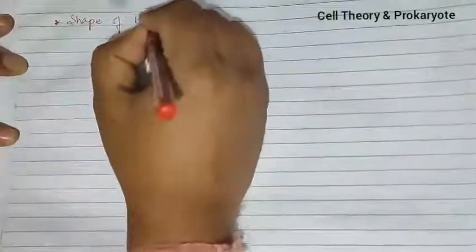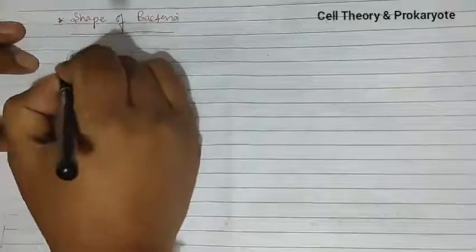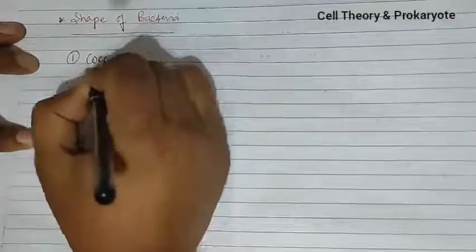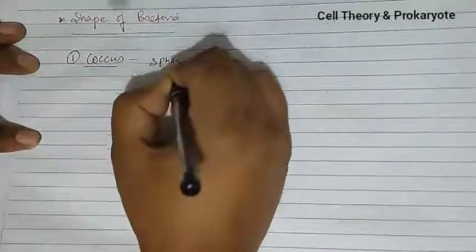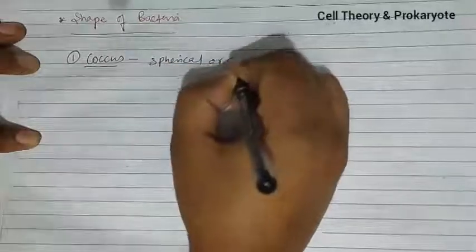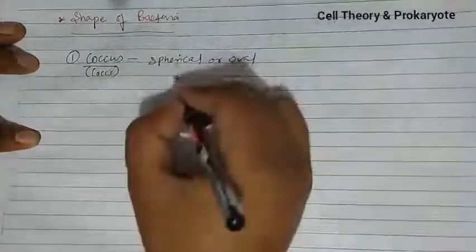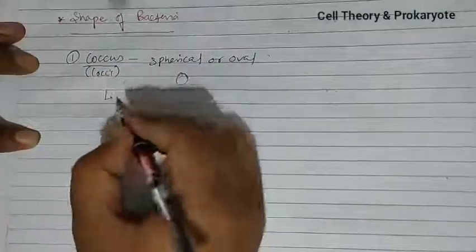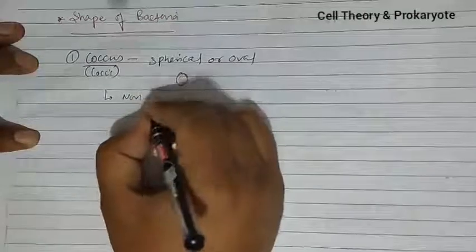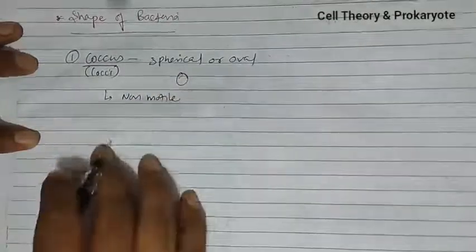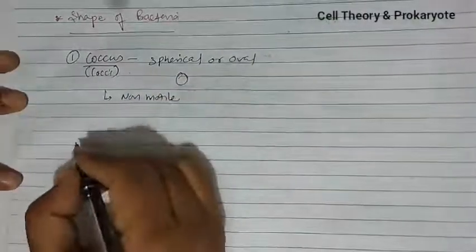Next we talk about the shape of bacteria or prokaryotic cells. There are four main shapes of bacteria. Number one, coccus. Cocci are spherical or oval. The plural is cocci. And they are non-motile, because flagella are absent.